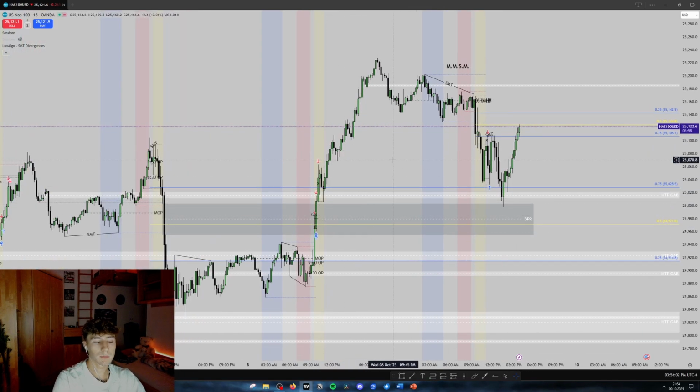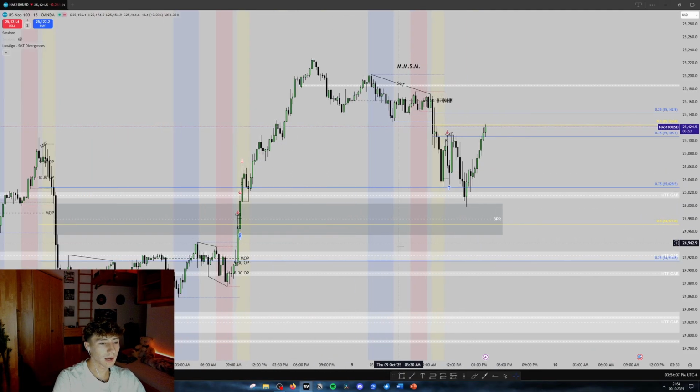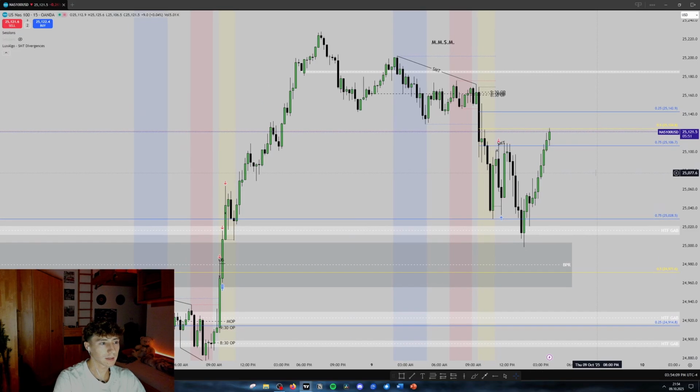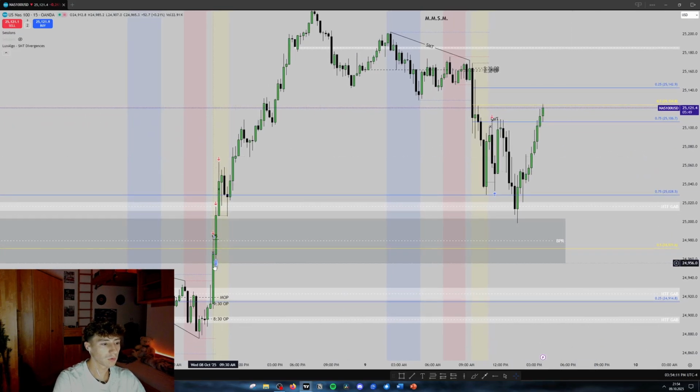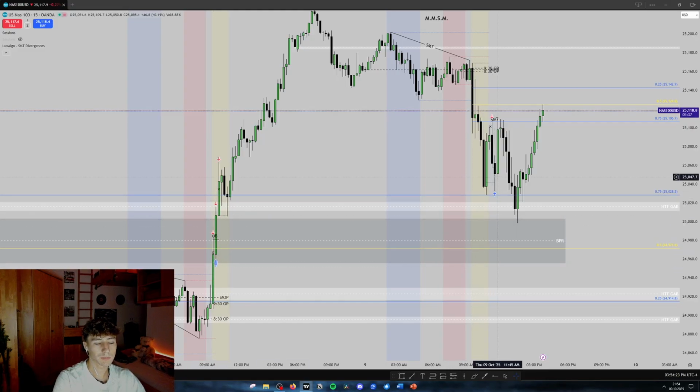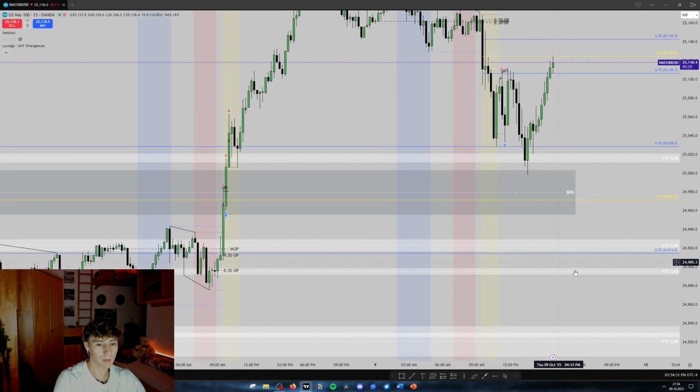But what I definitely missed was the balanced price range right here. So I was only looking at it like this. I was looking for the busies right here. To me, this is low resistance price delivery paired with displacement. So therefore, I actually expected price to just fill these inefficiencies and basically drop even lower, maybe back to the higher time frame gaps right here, or at least to consequent encroachment of the 4-hour order block.